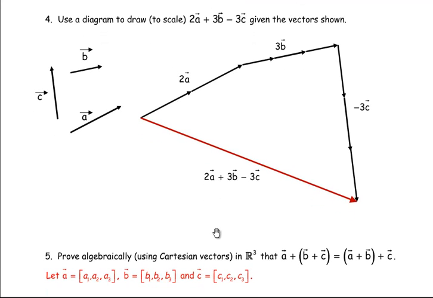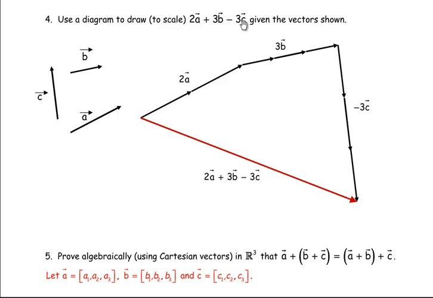For number 4, we're given this diagram and asked to draw to scale 2a plus 3b minus 3c. Now, to scale means when you make copies of vectors or multiples, you make sure that they're the proper length. So this is vector a, and I want to start with 2a. So I've actually shown here drawing 2 vector a's. So from here to here would be 2a. Plus 3b. So now I need to add 3 of these. So at the end of the 2a, I would draw 3 vector b's, or a 3b.